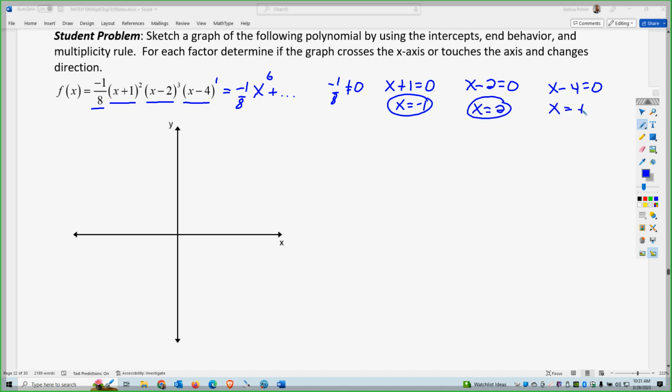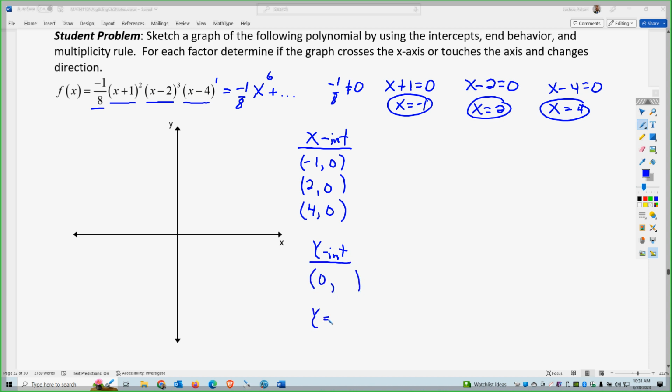And x is 4. Just to reiterate, it's not necessary to multiply it all out to get to general form. And if it was in general form, you'd have to do the work to factor it all out like we did in the first page. Okay. All right. So my x-intercepts are (-1, 0), (2, 0), and (4, 0). Okay. And my y-intercept is (0, something).